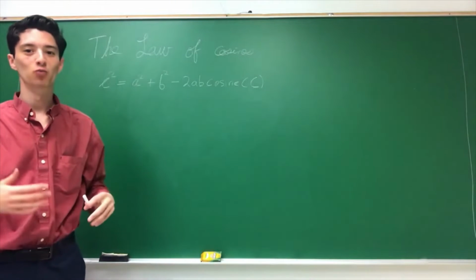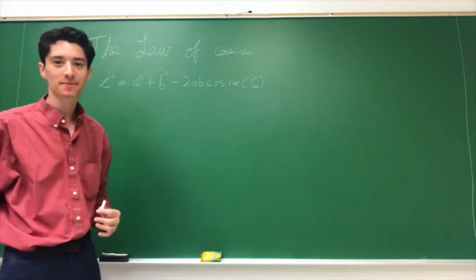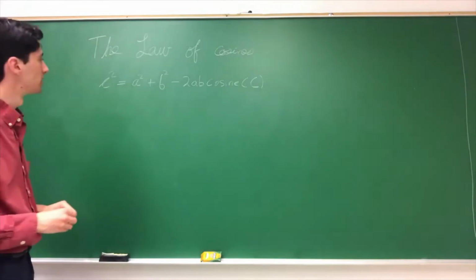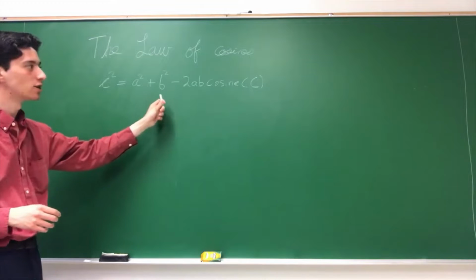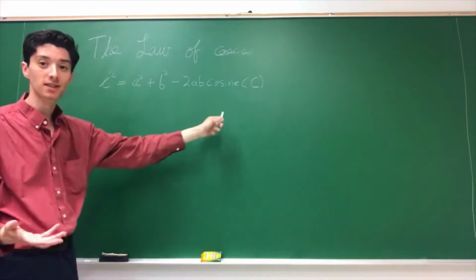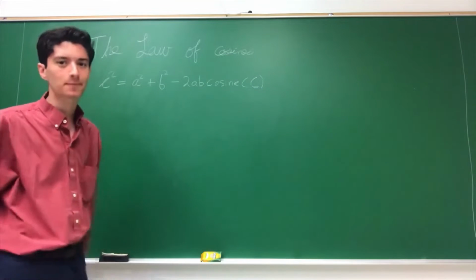Today's video will be about the law of cosines. As we can see here, we have our formula: c squared equals a squared plus b squared minus 2ab cosine of C. But what does that mean?